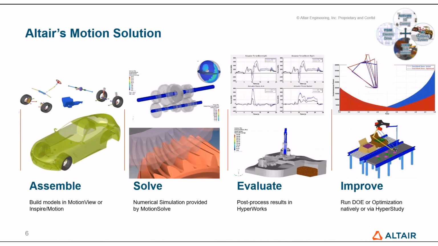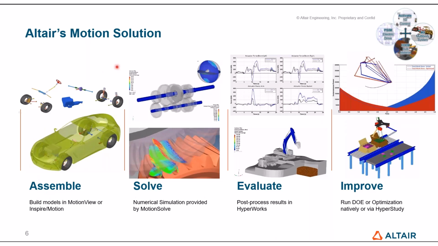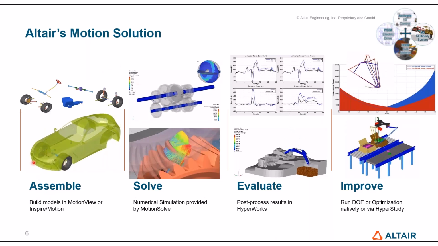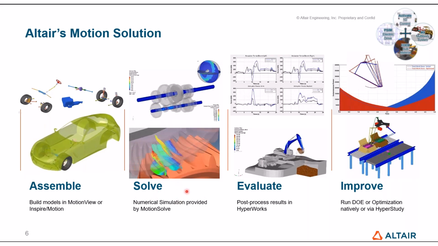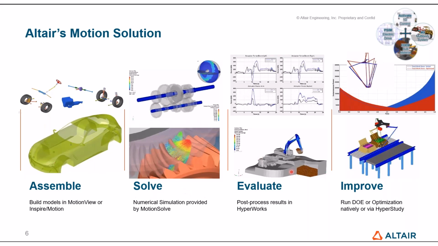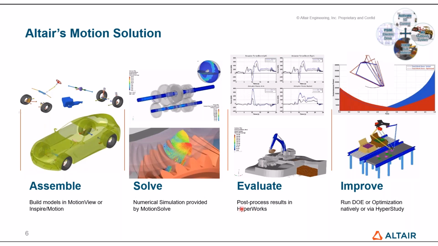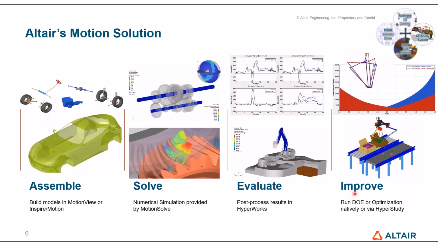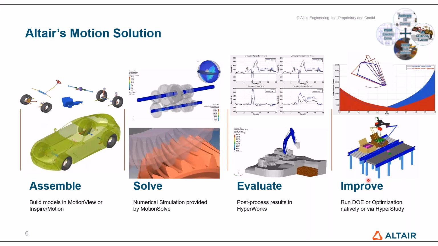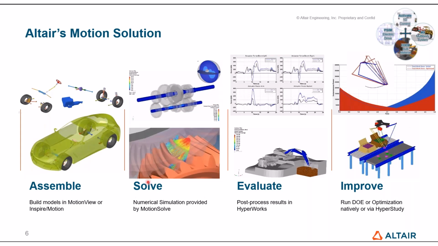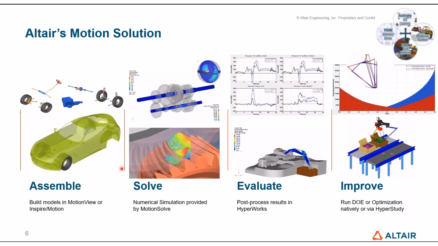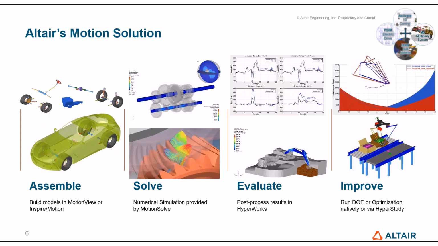Just moving quickly to the motion solution. How do you do motion simulations in Altair solutions? You would first of all assemble your CAD, build your model, and then solve the model in a multi-body dynamic solver, which in this case is MotionSolve. You will evaluate those results with a tool called HyperWorks. And then finally, you can do an optimization study or improve upon your design using HyperStudy. But we will not focus on all of this. We'll mainly focus on MotionSolve today, which helps in just this multi-body dynamic simulation.